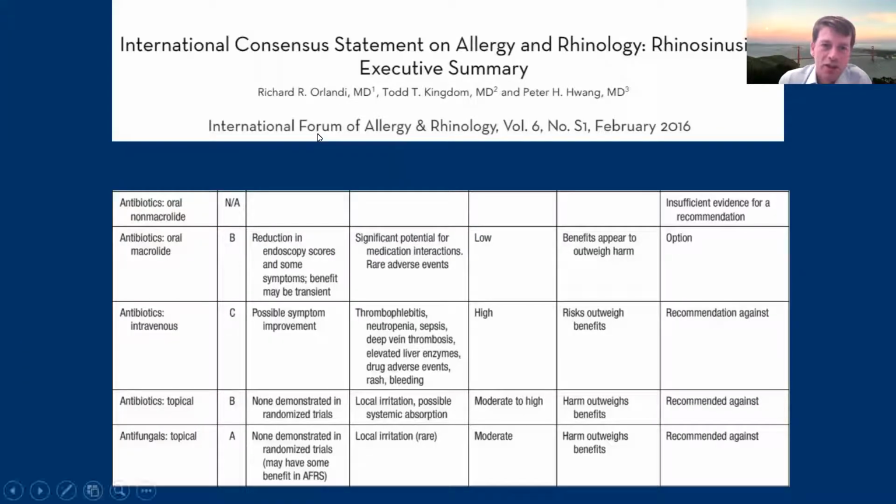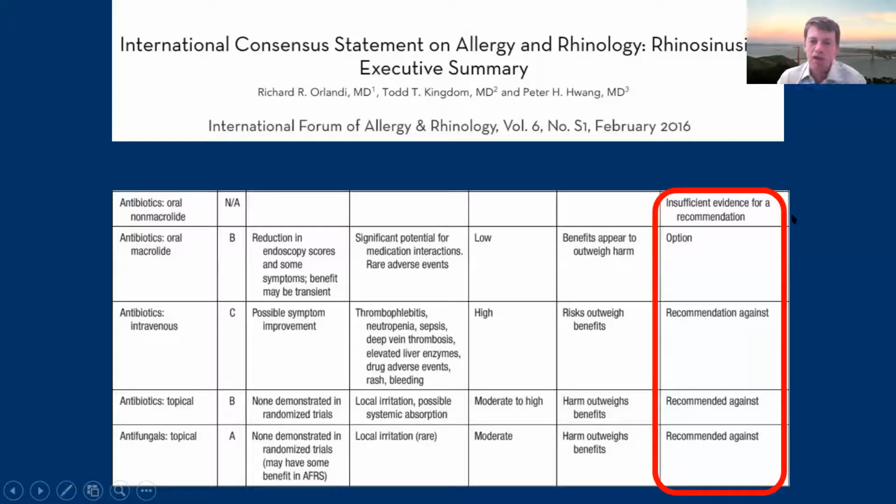Moving on now, again, this is our same consensus statement. We're looking at antibiotics and antimicrobials. And again, let's look specifically at the policy recommendations. And you'll see, in contradistinction to the first slide that I put up from this study, almost all of these are recommended against, and the best is an option here for macrolides. And again, we will talk a little bit more specifically about that.